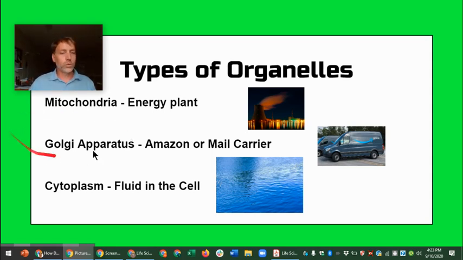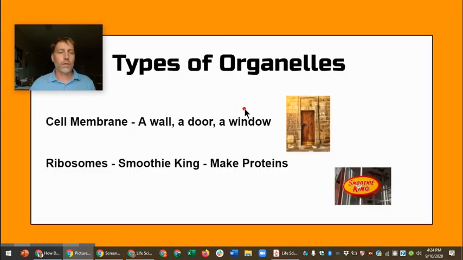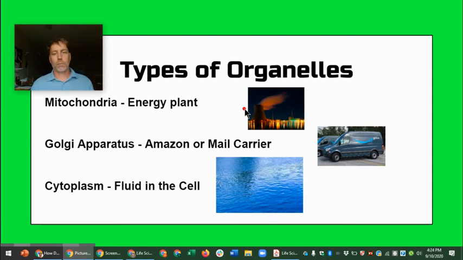Next one is called the Golgi apparatus. I want you to think of the Golgi apparatus as the Amazon Prime truck that might show up at your house, or the mail carrier, or the post, depending on what country you're in. It carries different products, different chemicals around the cell. So it's similar to the ER in that it transports things, but the Golgi apparatus moves things around the cell.